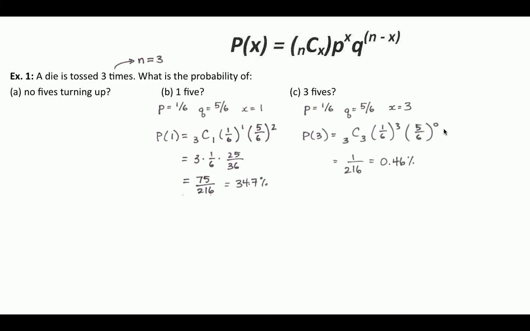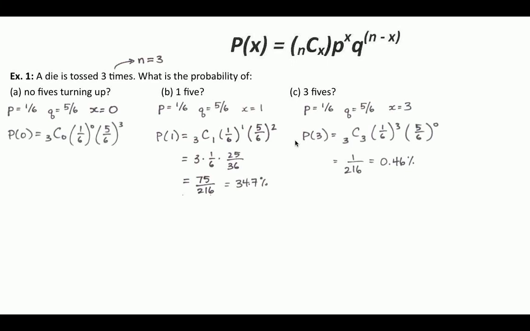Okay, so now let's look at no 5s turning up. We did 1 5 and 3 5s because it's a little bit easier to see what x is. When we have no 5s turning up, x is equal to 0. No successes, we want all failures. So the probability of this, and of course, it'll be interesting to compare the result of A to the result of C. What's a higher probability? Rolling 3 dice, is it a higher probability that you'd get no 5s, or is it a higher probability that you get all 3 5s?